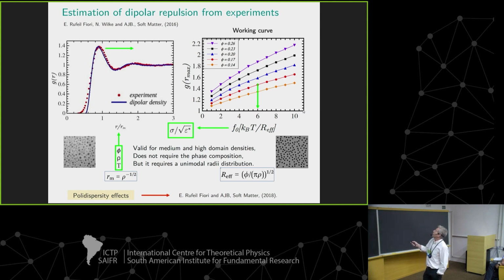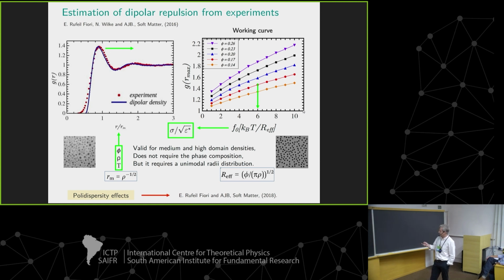And furthermore, we also made some working curve for experimentalists so that if you have your packing fraction, here different colors are packing fractions, you measure in your experiment the peak height of your pair correlation function, and from there you can get the F naught, which is actually the dipolar density. So this was quite successful, even though we have to keep in mind that polydispersity is probably very important, and we have also studied the effects of polydispersity. I'm not going to comment on this now, but you can find this in this reference.